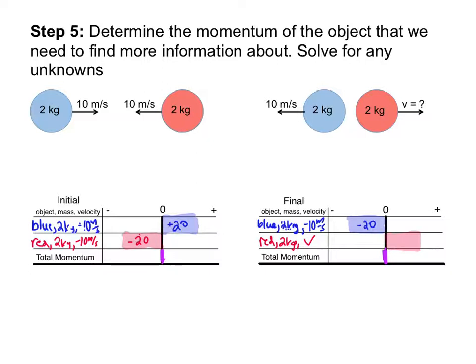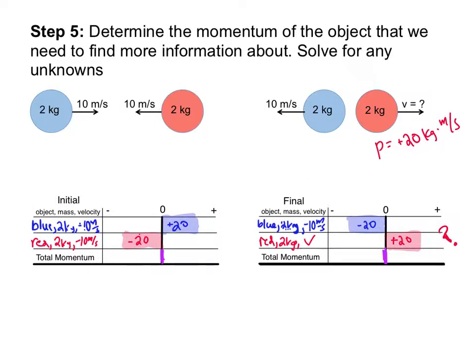So you need to be asking yourself this question: what number, when added to negative 20, gives us 0? There's only really one number that does that. That's positive 20. So we know that the red billiard ball after the collision has to have a momentum of positive 20 kilograms times meters per second.